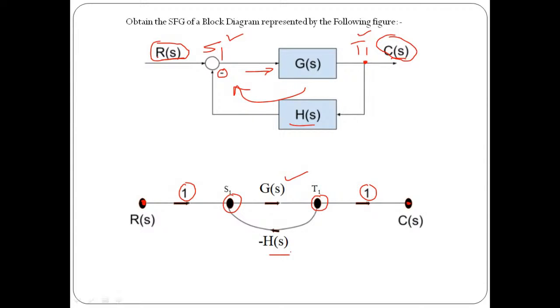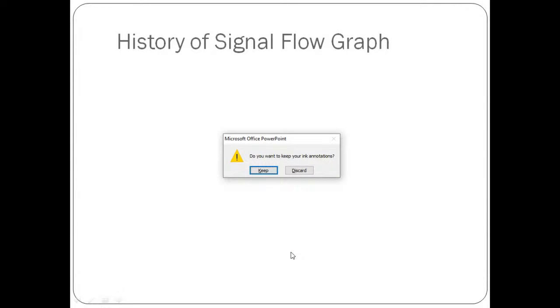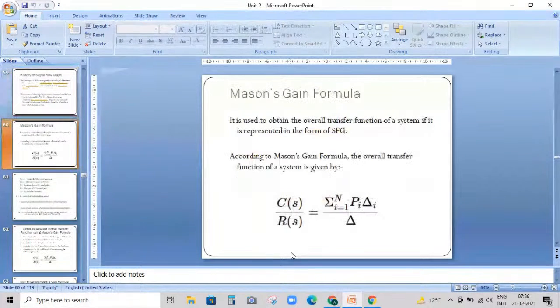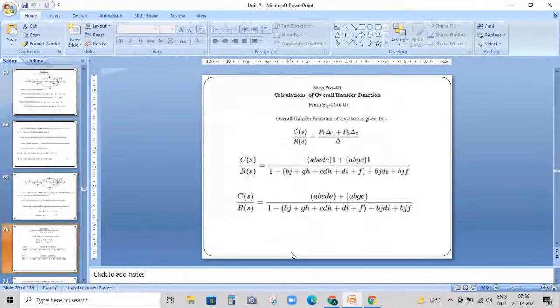That's it. And once you have the signal flow graph, it is very easy to apply Mason's gain formula to determine its transfer function. That's it. Its history, how to draw a signal flow graph, and how to convert a signal flow graph into its equivalent transfer function by applying Mason's gain formula, this portion we have already covered in our previous lectures.